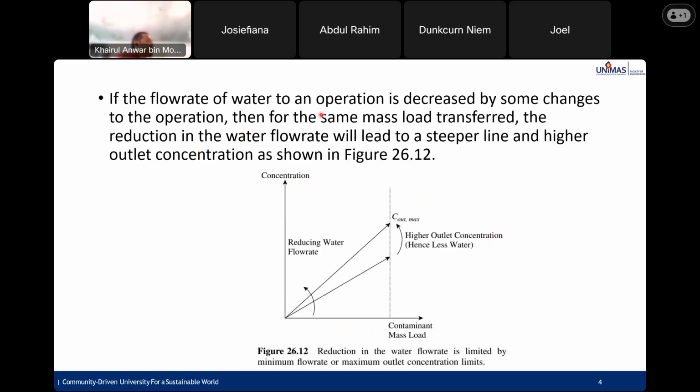If the flow rate of water to an operation is decreased by some changes to the process, then for the same mass load transfer, the reduction in the water flow rate will lead to a steeper line and higher outlet concentration. The reduction in the water usage will be limited by either the operation requiring some minimum flow rate, below which it cannot operate, or the outlet concentration from the operation reaching a maximum value. If all operations use clean water, then reducing the flow rate to its minimum value can be used to minimize the water consumption, as illustrated in this figure. However, such an approach misses the opportunity to reduce the water consumption further.